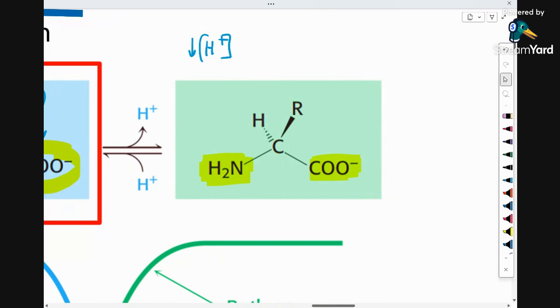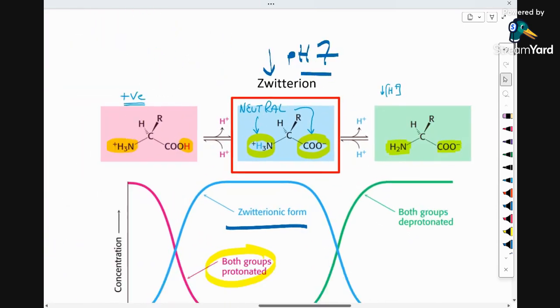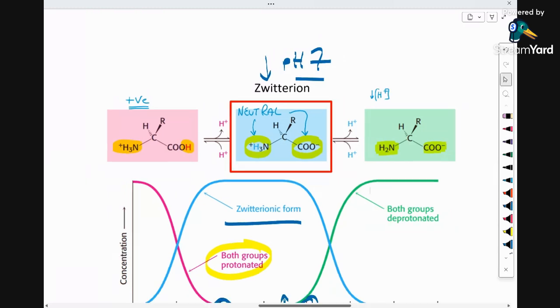Now the proportion of molecules that exist in either of these three forms depends on the amino acid we're talking about and the exact pH that we're talking about. It's not a binary switch. It's a gradual change. And we can predict that, which we'll come to next. But it's just worth showing you that.